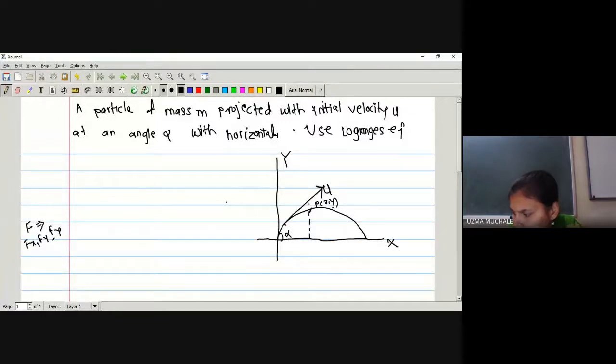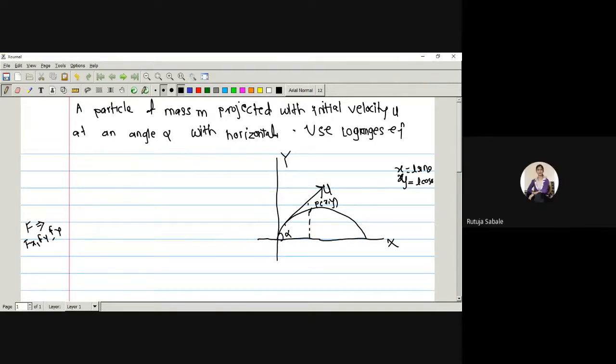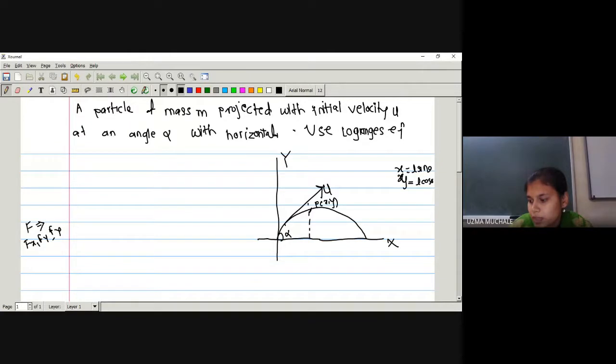For that, if you remember the last example, I have written the value of x is nothing but L sine theta. What was the value of y? We have written L cos theta in the example of a simple pendulum. Yes, ma'am. x is equal to L sine theta, y is equal to L cos theta. So instead of having an angle theta, we have alpha, and instead of having L, we have u.